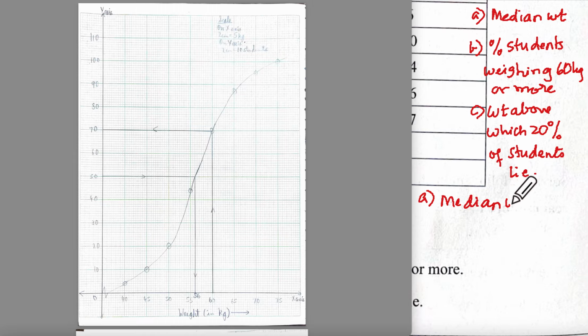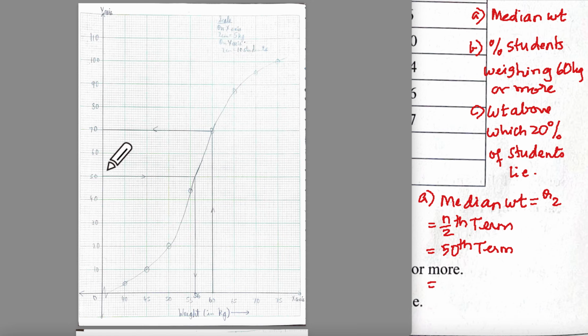So median weight is going to be equal to Q2, which is the n upon 2th term. So the n upon 2th term will be 100 upon 2, means the 50th term. And that is equal to the 50th term. Now here this is 50. So here should be written n upon 2th term.